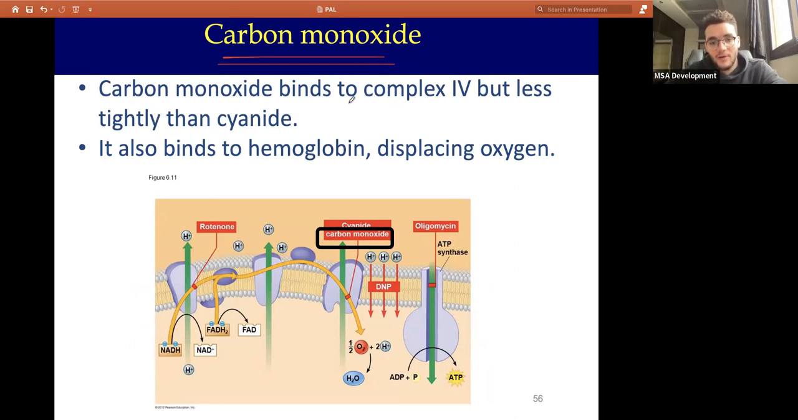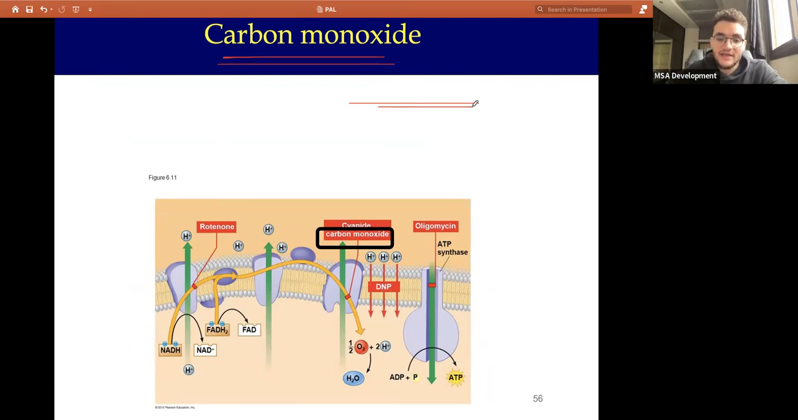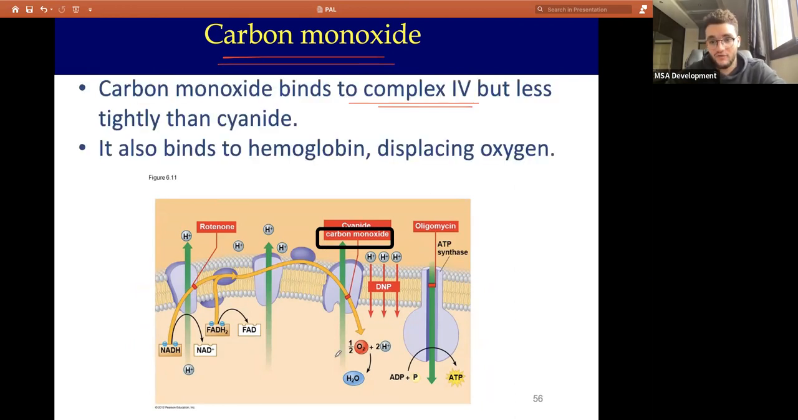So what you have to know about carbon monoxide and cyanide is that they inhibit complex number 4. If you inhibit complex number 4, the electron will not be transported. The oxygen is there, but you cannot accept the electron because it's inhibited by cyanide and carbon monoxide. Okay.